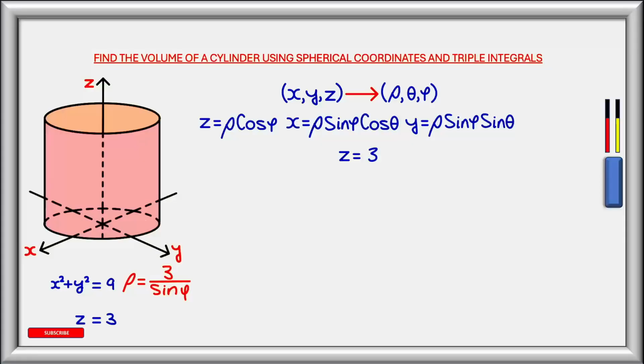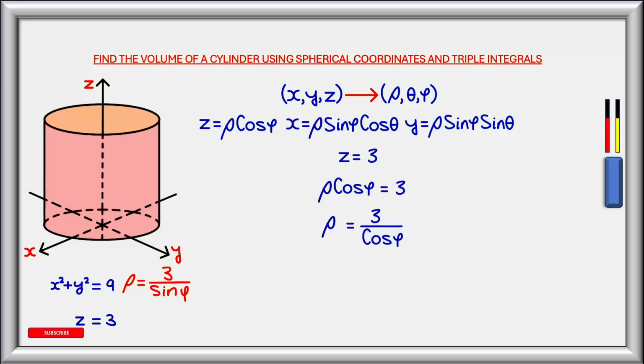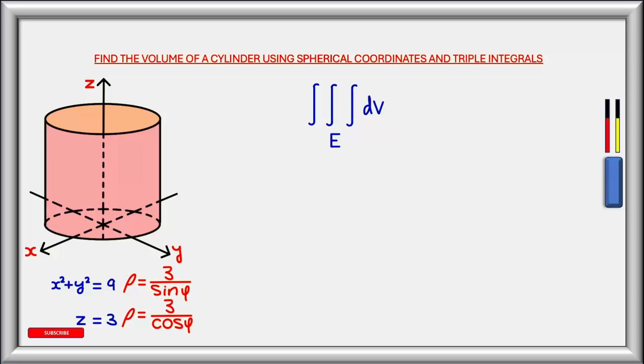And now repeating the process for the upper plane where z equals 3. After making the substitution for z, we have rho cos phi is equal to 3. And therefore rho is equal to 3 divided by cos phi. To find the volume of the cylinder, we need to integrate over the region E and sum infinitesimally small pieces of volume, shown here as dV.